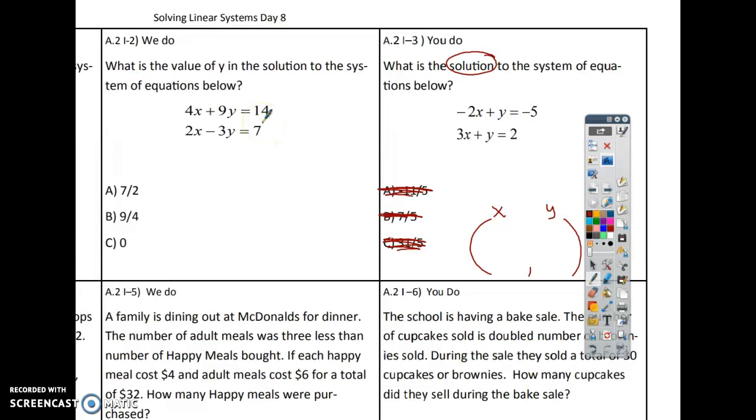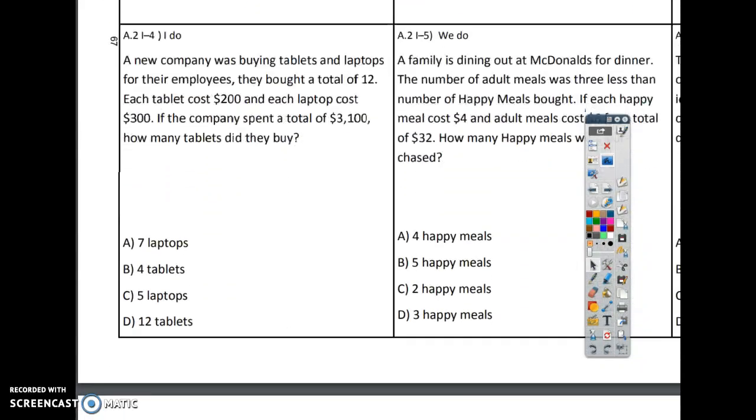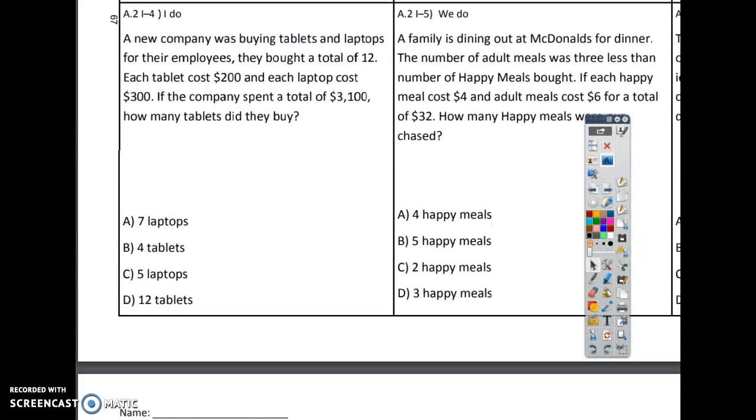Let's go do problem number 4. Okay, number 4 is a word problem, so we're going to have to write down the system first and then solve it. And I want you to go ahead and change all of these to tablets, because if not, the problem's not going to work. Okay, 7 tablets, 4 tablets, 5 tablets, 12 tablets, because it's only asking for tablets. Okay?